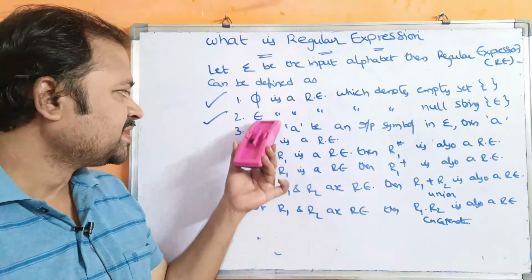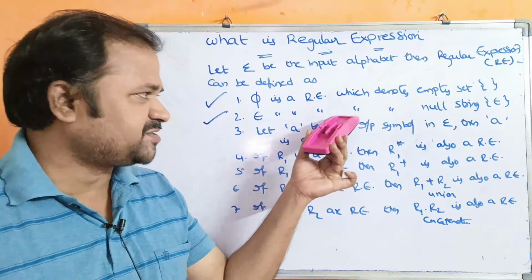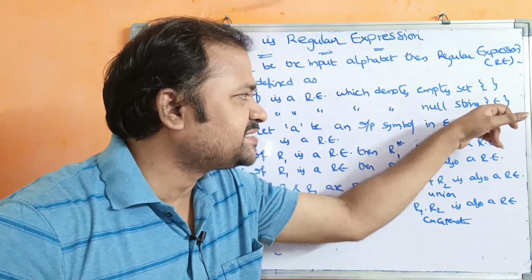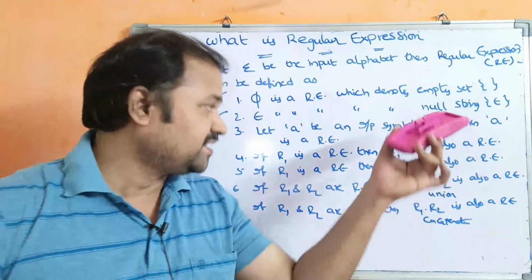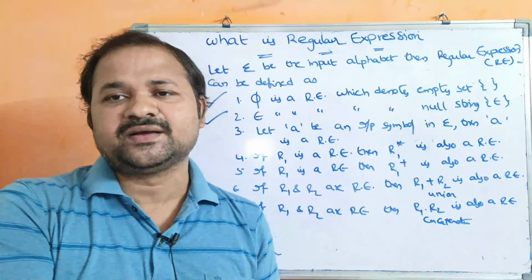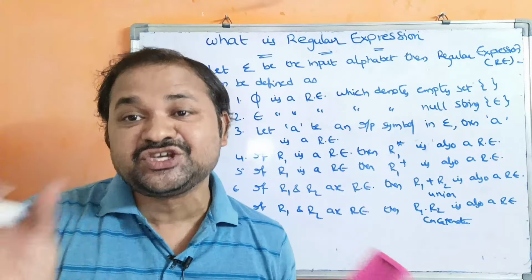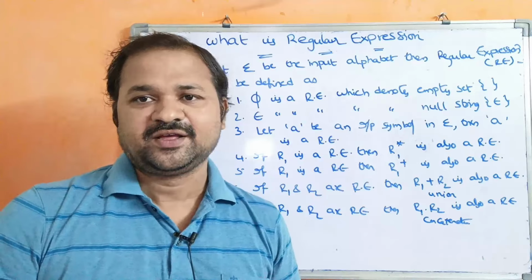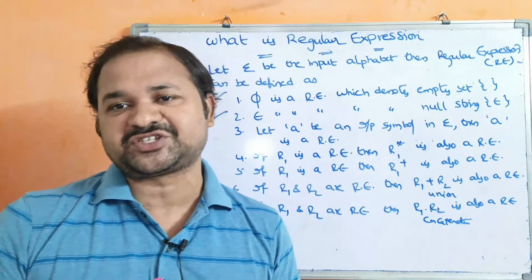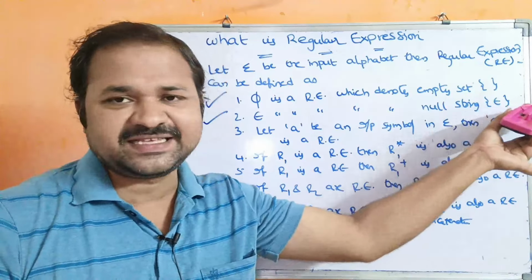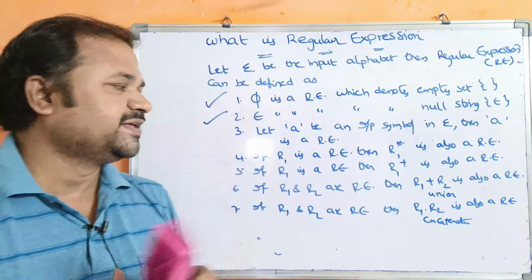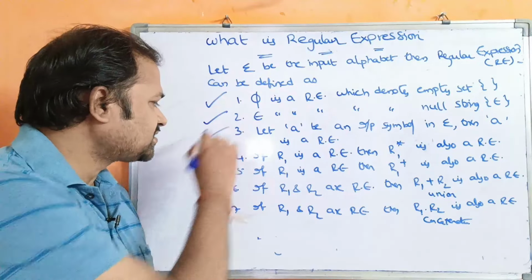Next, the second rule: epsilon is a regular expression which denotes the null string. Null string means, within the curly braces, epsilon. So the null string is represented like this. Null string means we have a string but the length of the string is 0. Here we have epsilon. Epsilon is the string, but what is the length of that string? 0 is the length of the string. So if we have a null string like this, then we can represent the regular expression by using what? Epsilon.